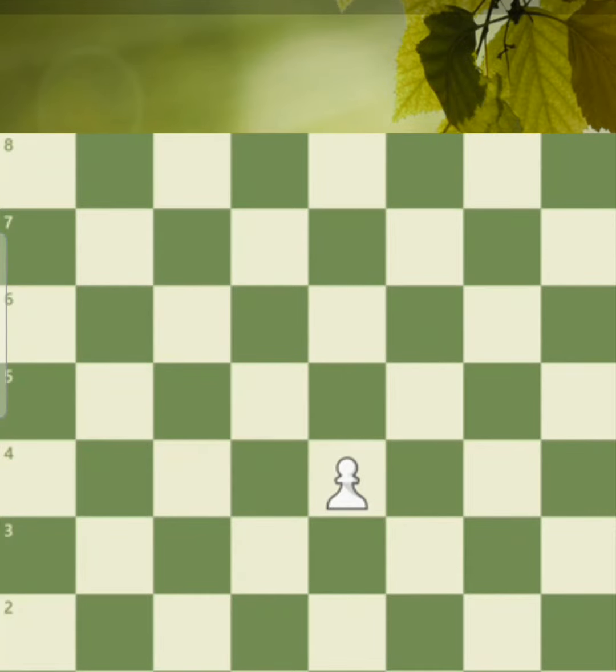Now that you've learned the language of chess, it's your turn to practice using chess notation.